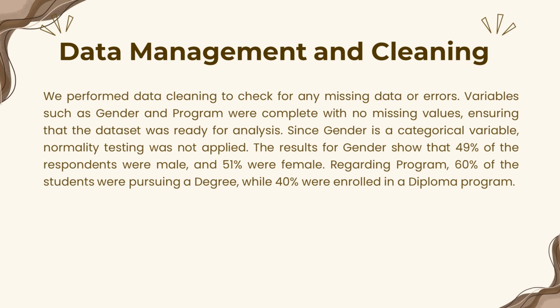We performed data cleaning to check for any missing data and errors. Variables such as gender and program were complete with no missing values, ensuring the dataset was ready for analysis. Since gender is a categorical variable, frequency testing was applied. The result for gender showed that 49% of the respondents were male and 51% were female. Regarding program, 60% of the students were pursuing a degree while 40% were enrolled in a diploma program.